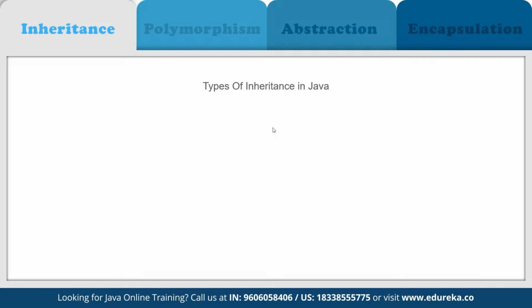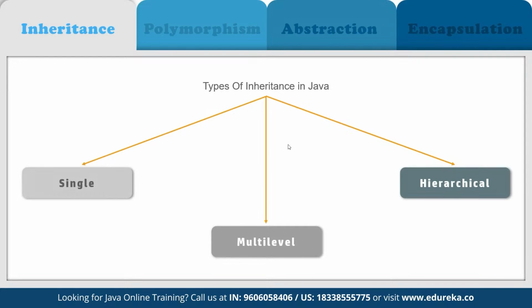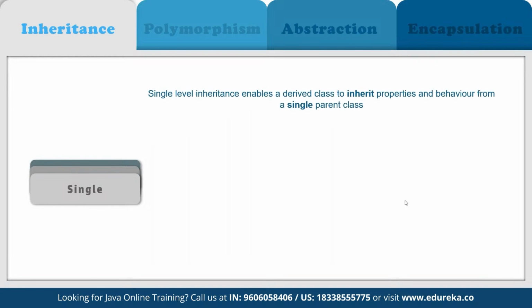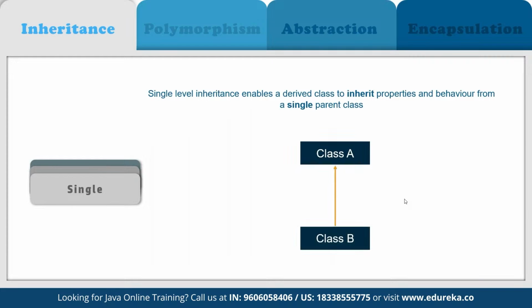Now if we talk about the types of inheritance, there are 3 main types available. We have single, multi-level, and hierarchical. So in single inheritance, one class inherits the properties of the other. For example, we have class A, so class B is going to inherit only from class A. That's how it is structured.